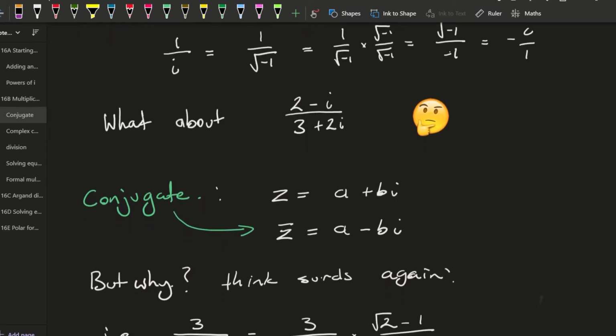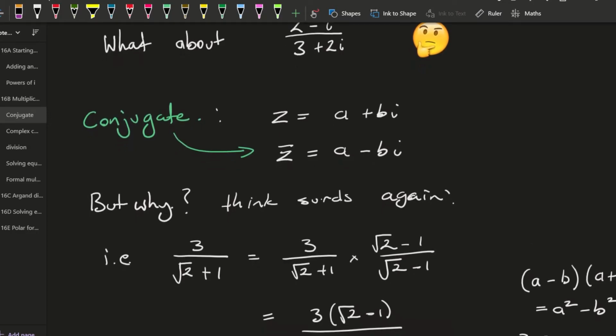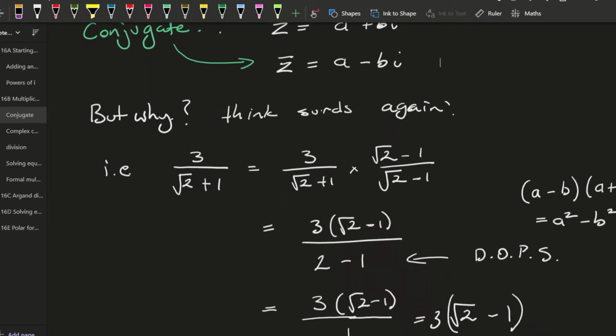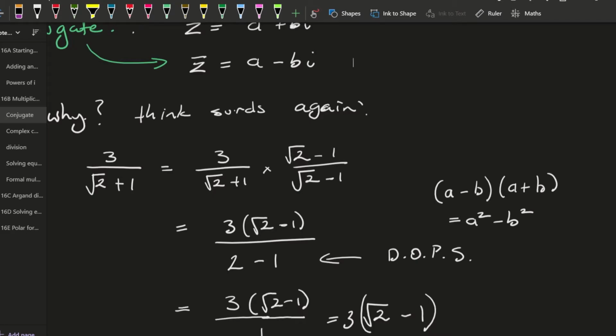Well, I want you to think about surds again. So you might have seen this before. If I had 3 divided by the square root of 2 plus 1, if I multiply by 1 still, but root 2 minus 1 divided by root 2 minus 1, we end up cancelling out the bottom surd, okay? And that's by difference of perfect squares. In case you forget, a minus b times a plus b gives me a squared minus b squared.